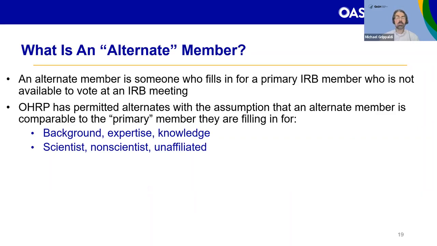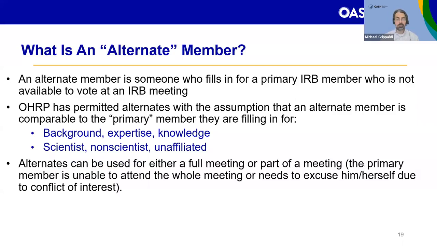Keep in mind that an alternate's role should be the same as the primary member when it comes to being classified as a scientist, a non-scientist, or an unaffiliated member. Now, if both the primary IRB member and his or her alternate are at the same IRB meeting, OHRP is going to assume that the primary member is the one acting as the official voting member of the IRB when it comes to the review of the research protocols, unless the minutes state otherwise.